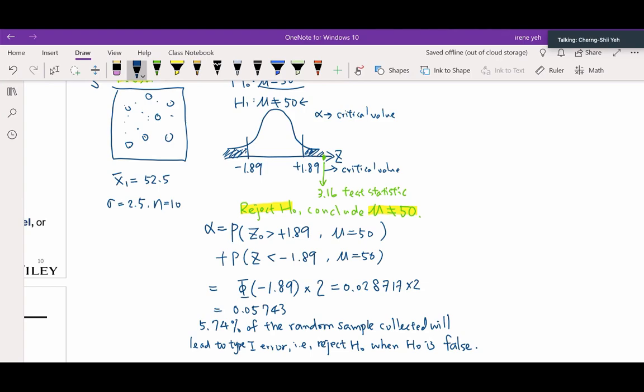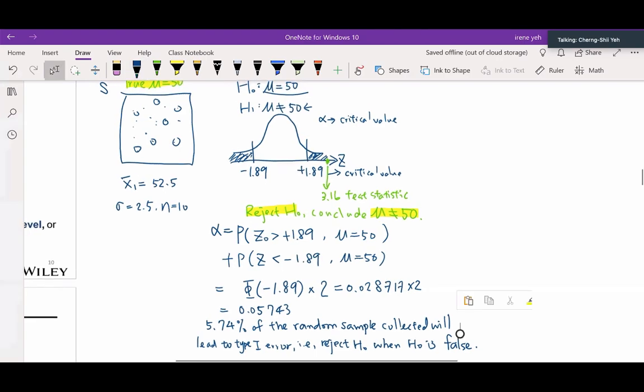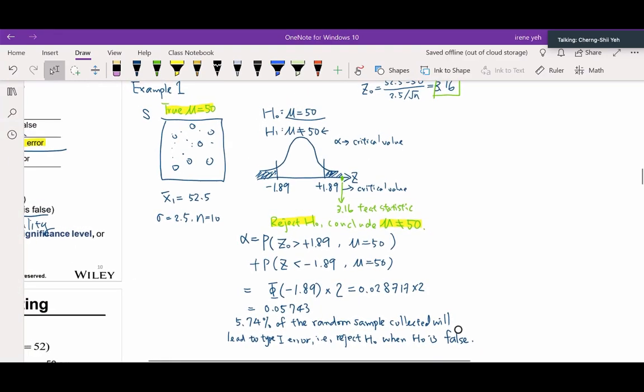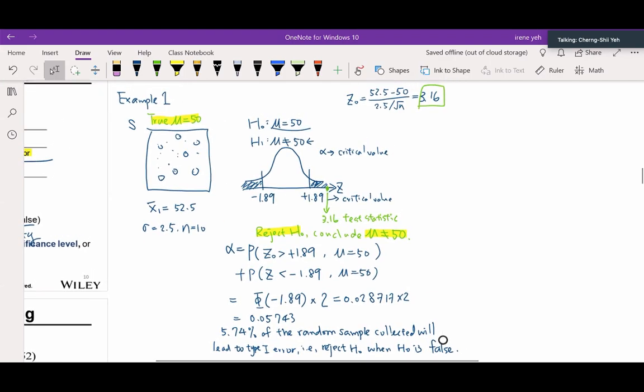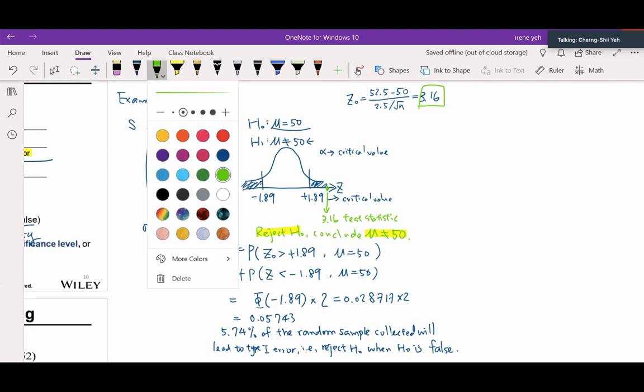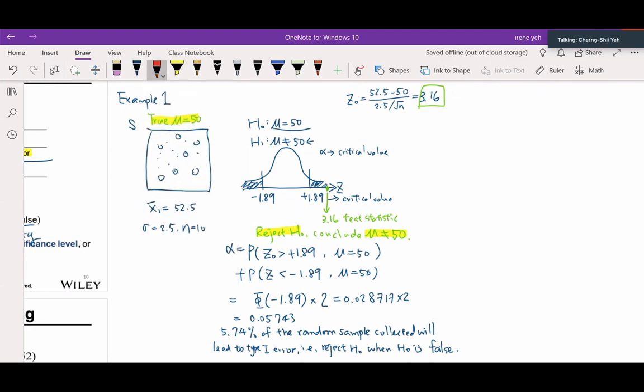Okay, so this is important. I want you to take a minute to write this entire thing down. So I'm gonna zoom out just a little bit so you can see this entire picture. Okay, I'm gonna give you 2 minutes to write this down. In the meantime, let's discuss the interpretation of type 1 error.